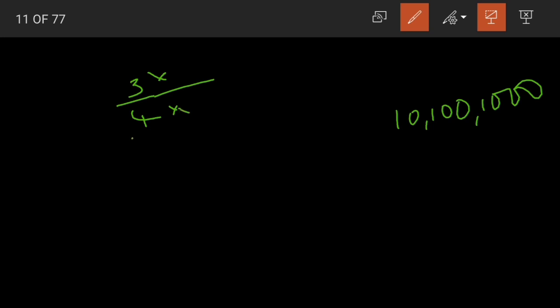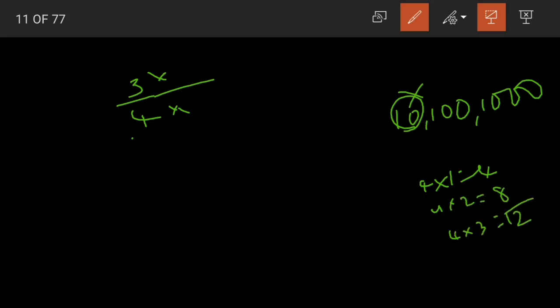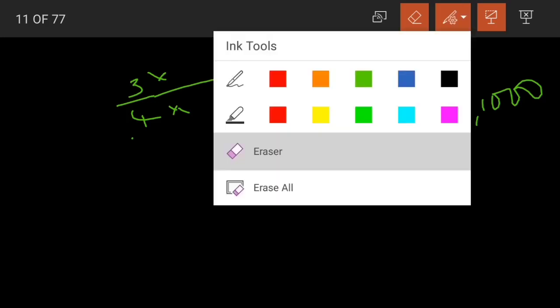Now if we multiply 4 with anything, will we get 10? No. See, 4 ones are 4, 4 twos are 8, 4 threes are 12. So 10 does not come in the 4 table. Let us check for 100.